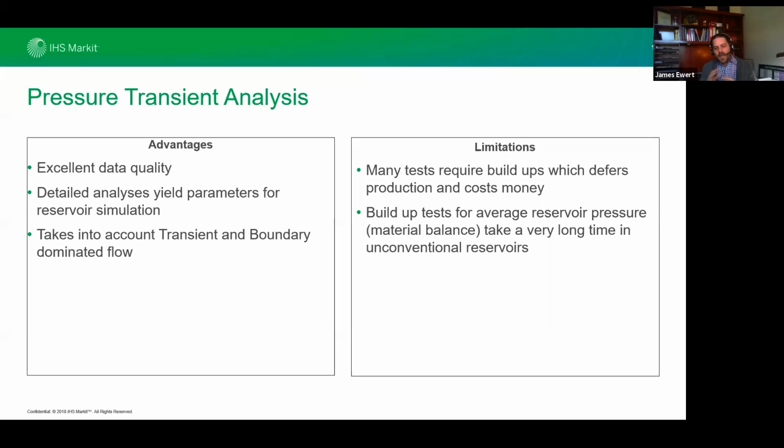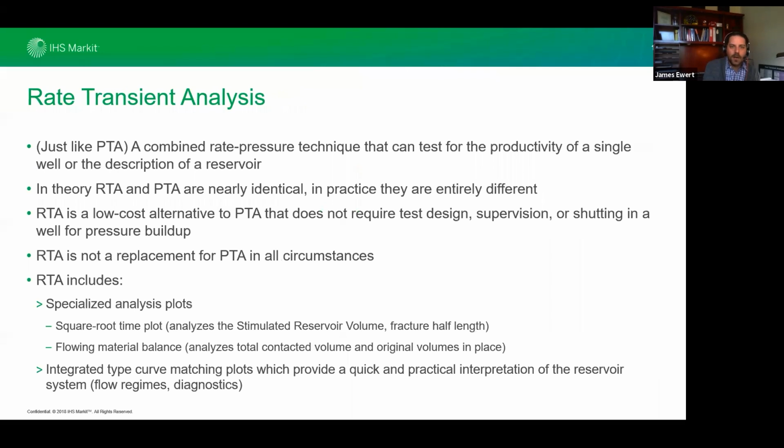And so with the lower permeability plays, that buildup time to the average reservoir pressure was starting to take far too long. So this is where rate transient analysis started to become more popular. Now, different people would give it different timescales. I'm going to say about 2006. That's where we started to see more people looking for ways of getting a sense of what their contacted volumes were, their material balance was, without having to shut in the wells and without having to wait a very long time.